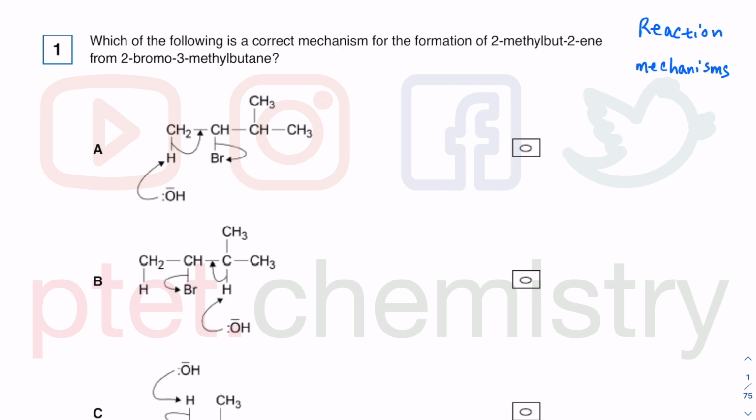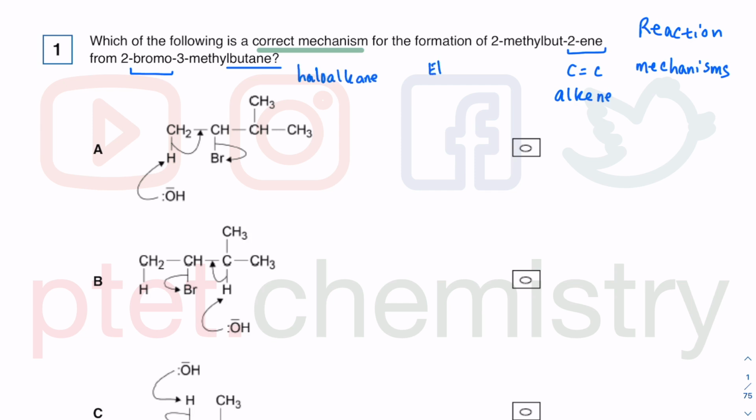In this first question, we are asked which of the following is the correct mechanism. So you need to outline the correct step-by-step process. This is the formation of the alkene. As you could see, you have a carbon-carbon double bond alkene, and you obtain this from the haloalkane. You can see the bromo and then the alkane there. So this is haloalkane going to alkene.